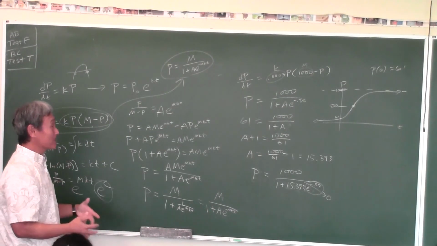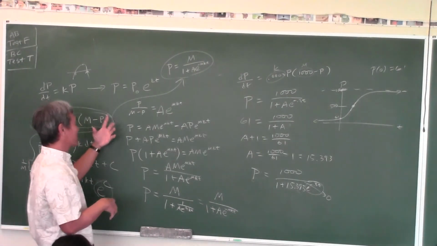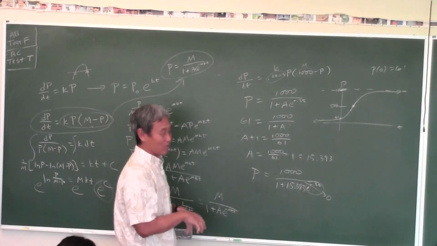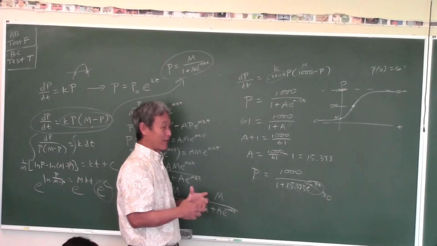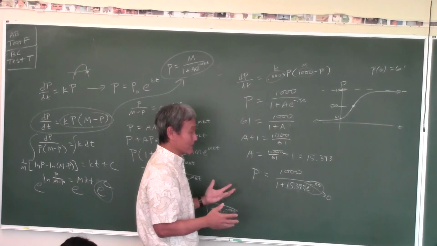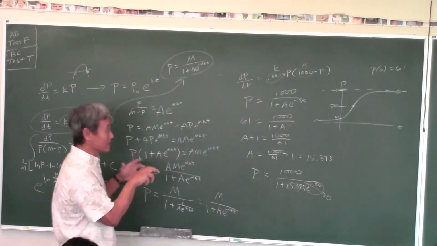I'm serious, on the AP exam, on the multiple choice, they give you this and they ask you all kinds of questions, like what's the carrier's capacity? What's the value of M where the slope is the biggest and things like that? So you gotta know things about this graph.